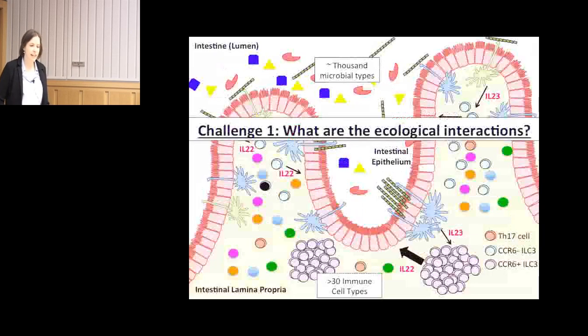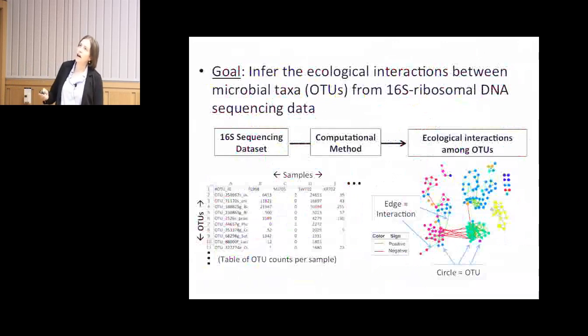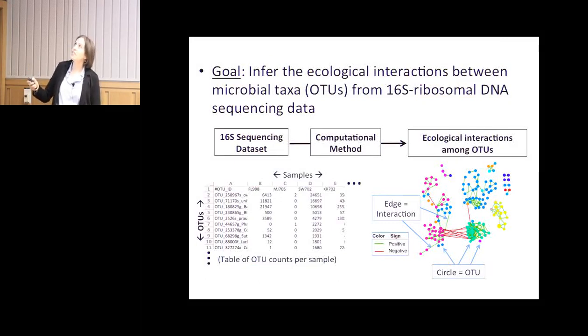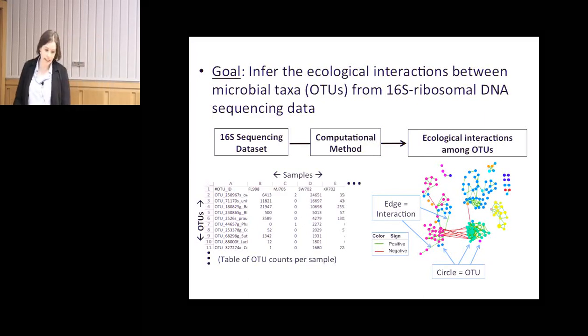And so one of the first challenges to even building a dynamic model is actually figuring out what the ecological interactions are. Just to phrase the goal more clearly, we have a table of OTUs, which stands for Operational Taxonomic Unit. That's a level of microbial taxonomy. So you can think of this as microbial taxa versus samples. And we want to come up with a computational method that tells us what the ecological interactions are among those OTUs. And here this is represented as a graph where the nodes or circles represent microbial taxa, and the edges represent an interaction. So that's the goal.